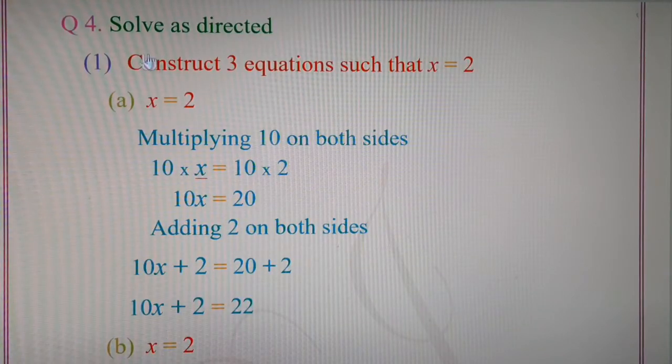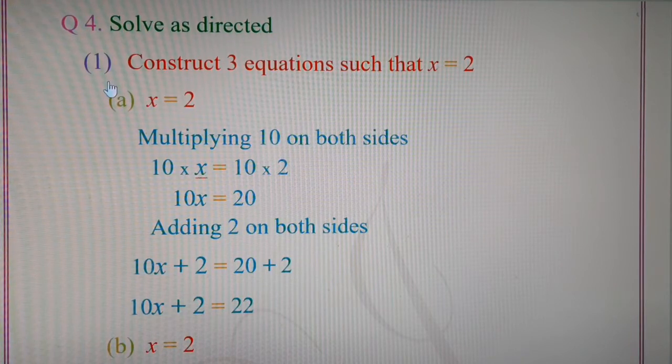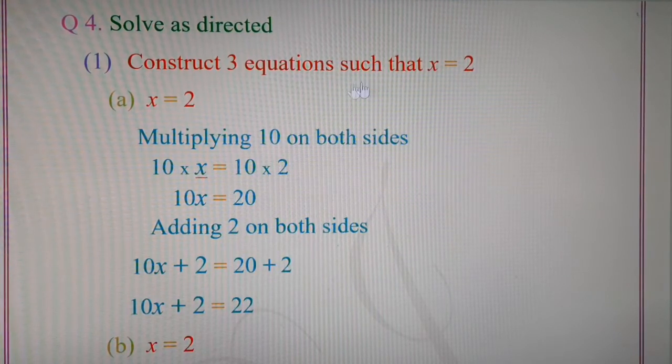Let us go to main question 4. Main question 4, solve as directed. Construct 3 equations such that x equal to 2. Now we have to construct the equation. That means the equation is not given. Only the value is given.